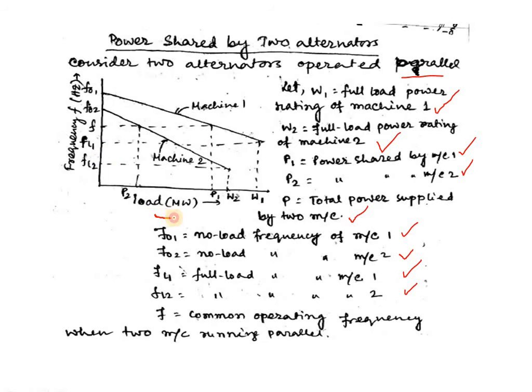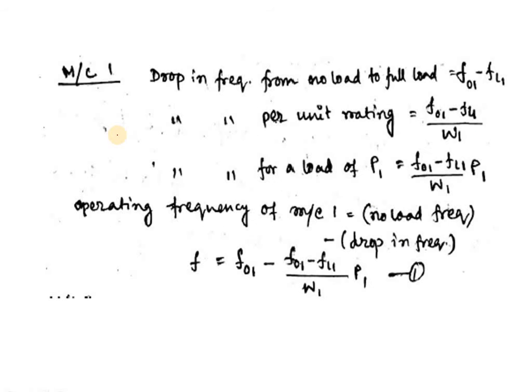This is the load and this one is the frequency. And this is P1, the power shared by alternator 1, and this is P2, the power shared by alternator 2. And this is the full load rating of alternator 1, and this one is the full load rating of alternator 2. This is the frequency at no load condition and this is the frequency at full load. So those things have been highlighted here.